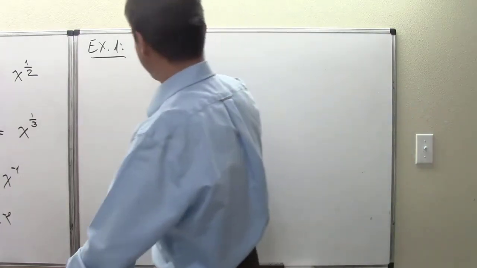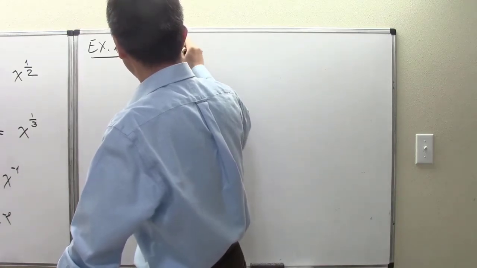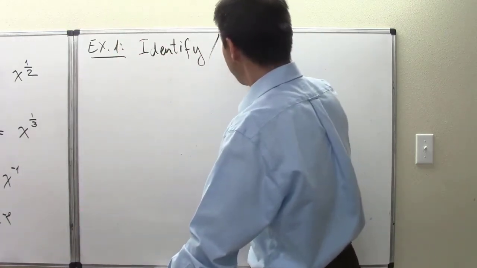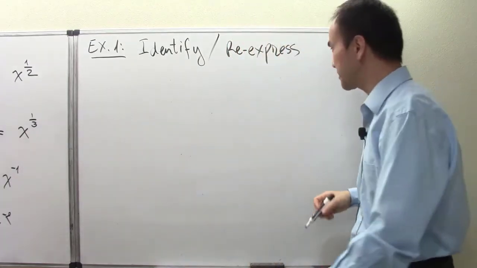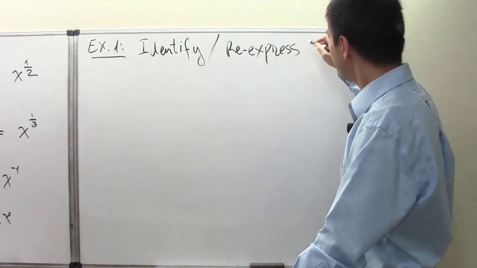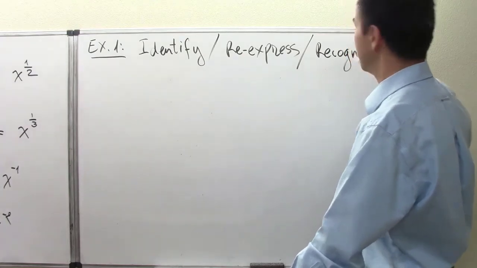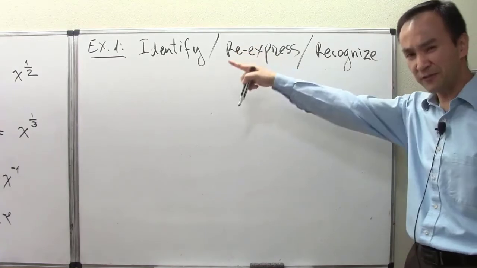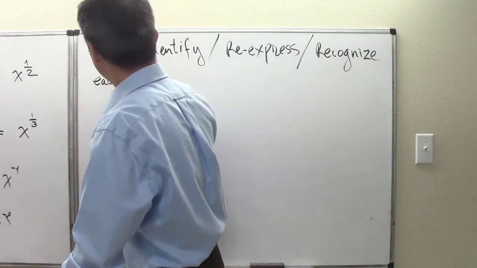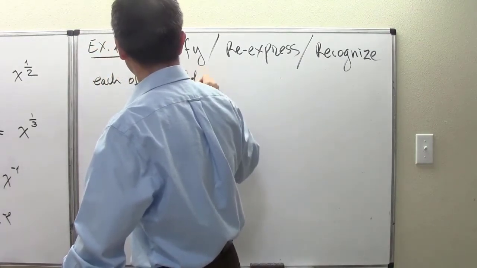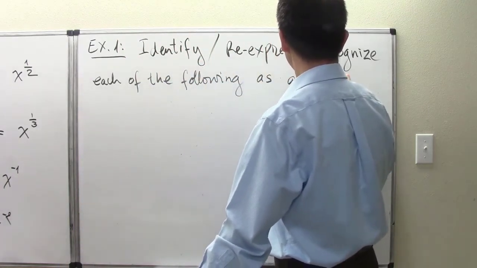Okay, so how about, there are so many ways of wording it. You can say identify or re-express, or even recognize. There are so many ways of wording this. The following problem right here: identify or re-express or recognize each of the following functions as a power function.